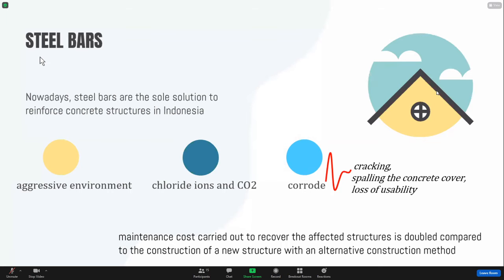Next, the introduction. Nowadays, steel bars are the sole solution for reinforced concrete structures in Indonesia. On the other hand, an aggressive environment would shorten the service life of reinforced concrete structures, since chloride ion and CO2 resulting from the carbonation of concrete would corrode reinforcement bars. Corroded steel bars initiate cracking, failing the concrete cover and causing the loss of usability.